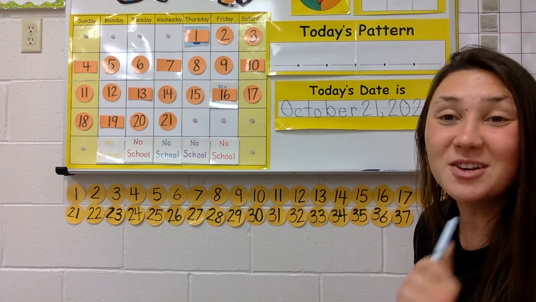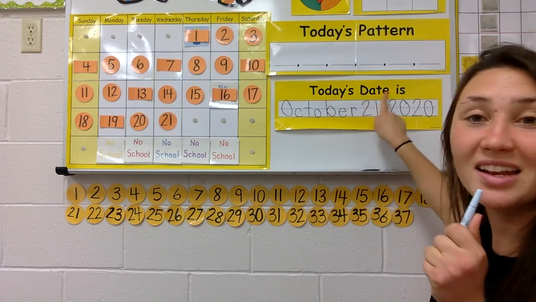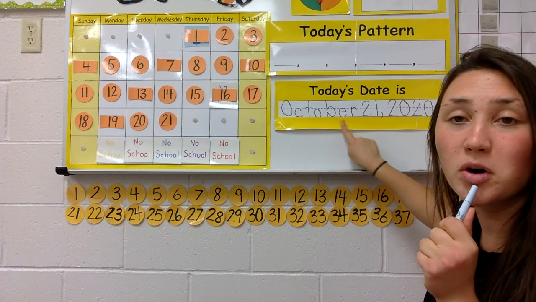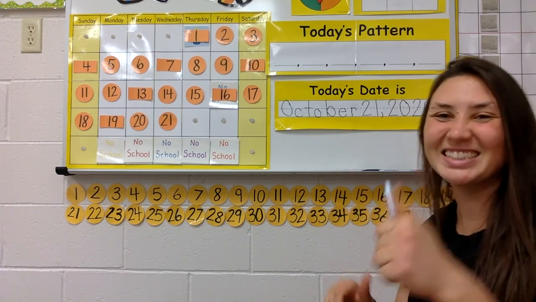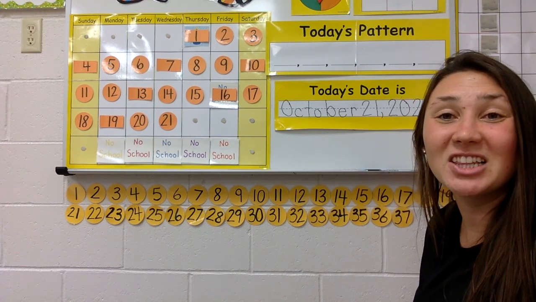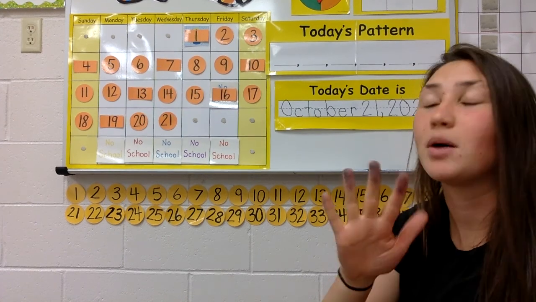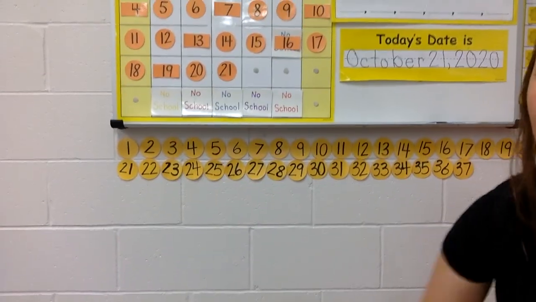Ready? 1, 2, 3. Good morning, Milwaukee. Today's date is October 21st, 2020. Way to go, kindergartners. Thank you for doing that with me. Let's take a look at our pattern for today. No, I'm sorry. Let's take a look at our days in school. Our days in school number line.